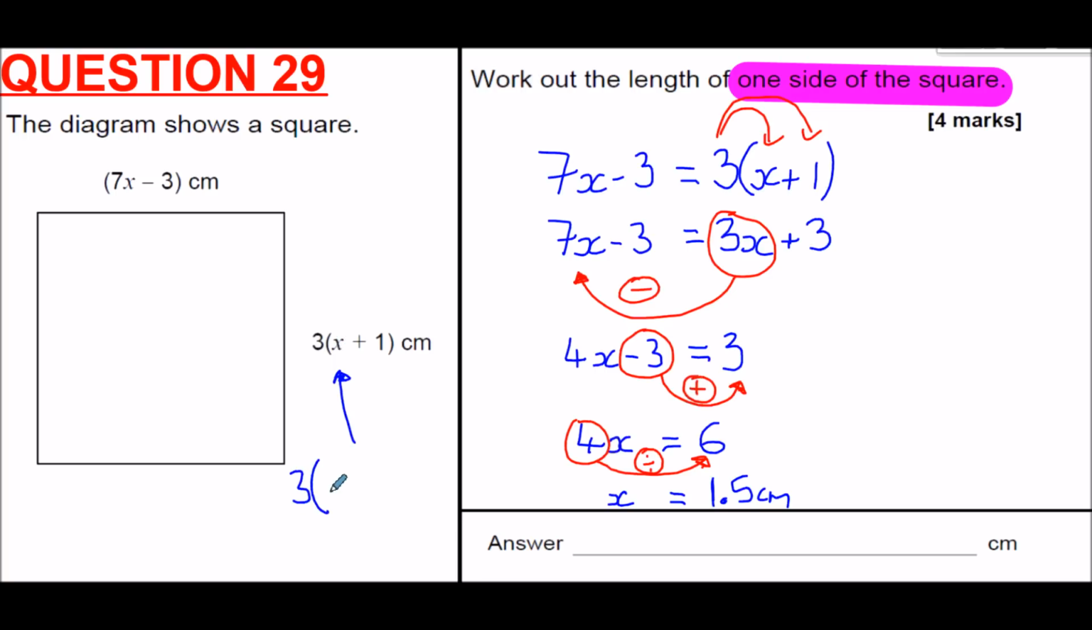We can substitute in 1.5 into here. Work out the brackets first. 1.5 plus 1 is 2.5. And there's no instruction in between the 3 and the bracket, so that means multiply. So 3 times 2.5 would be 7.5.